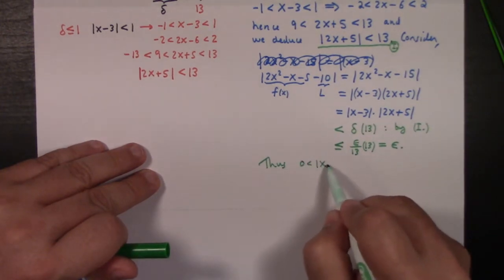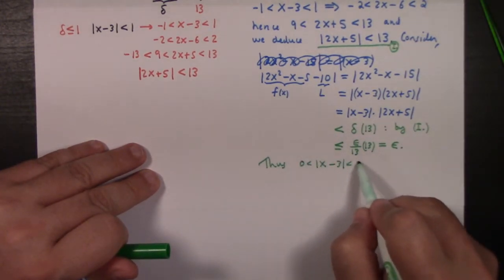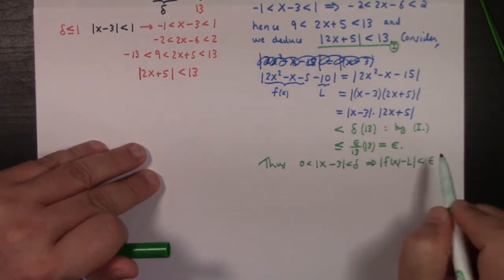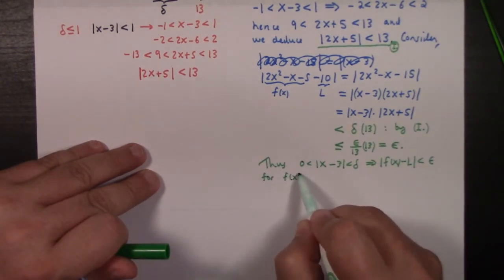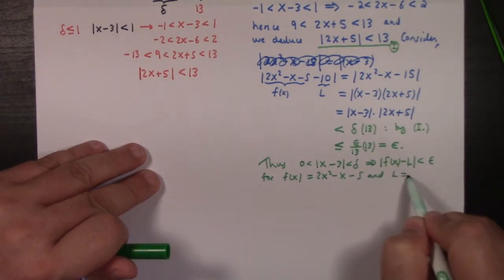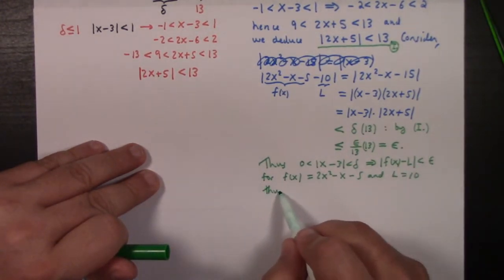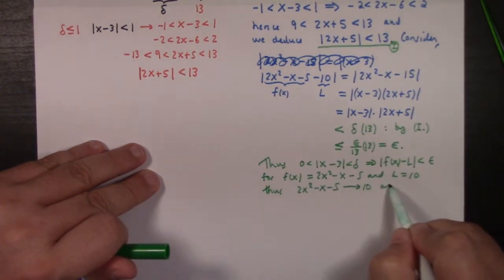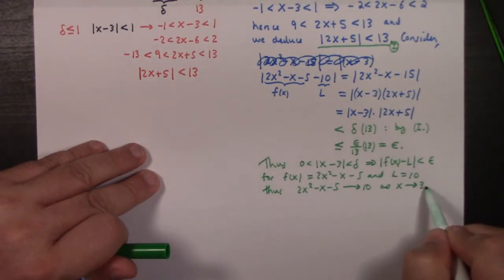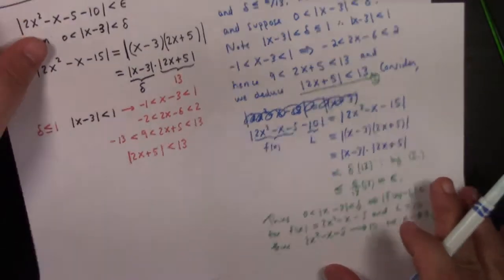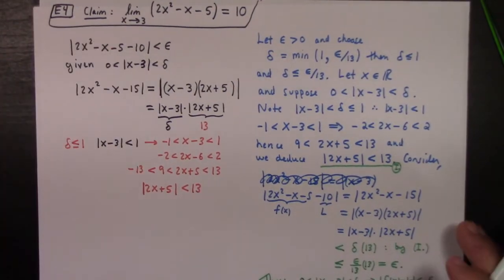Thus, 0 less than absolute value of x minus 3 less than delta implies that the absolute value of f of x minus L is less than epsilon for f of x equal to 2x squared minus x minus 5 and L equals 10. Thus the claim follows. All right. So that's how to do the epsilon delta proof that this quadratic goes to 10.